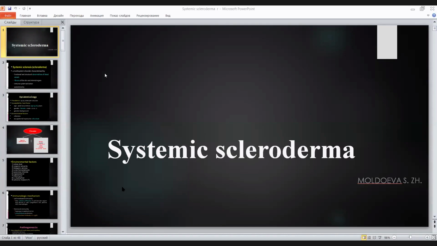Systemic scleroderma or systemic sclerosis. It's the name of one disease, and you will be right if you say sclerosis or scleroderma. Systemic scleroderma or sclerosis, it's the same disease. It's one type of connective tissue disorder.